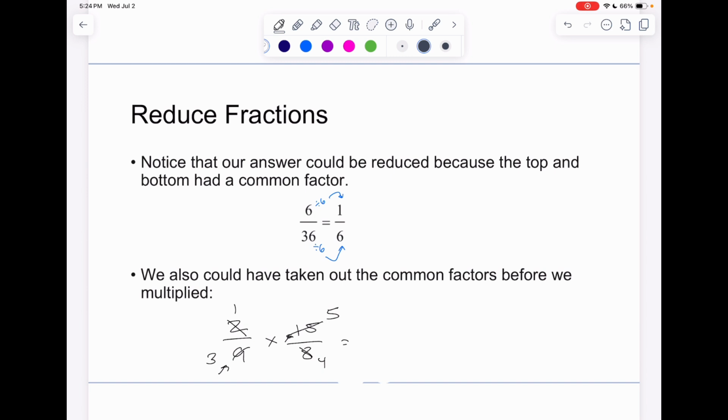So looking at this here, we multiply the tops together. 1 times 5, that gives me 5, over 3 times 4, that gives me 12. Nice and simple.